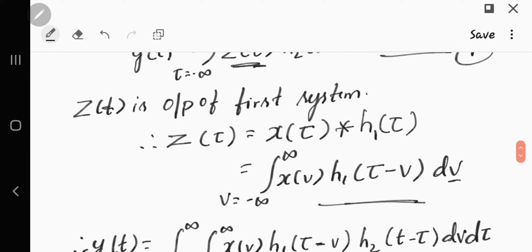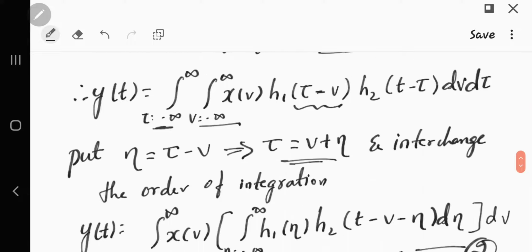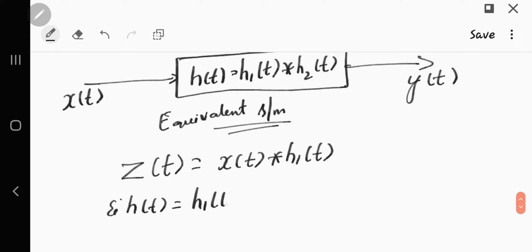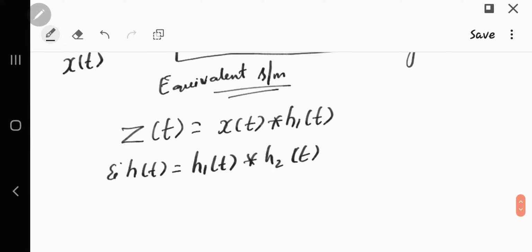And what is z of t? Z of t is x of t convolved with h1 of t, which is obtained from the system output. And h of t is what? H of t is equal to h1 of t convolved with h2 of t, which we derived just now. So this is the alternative expression for y of t.